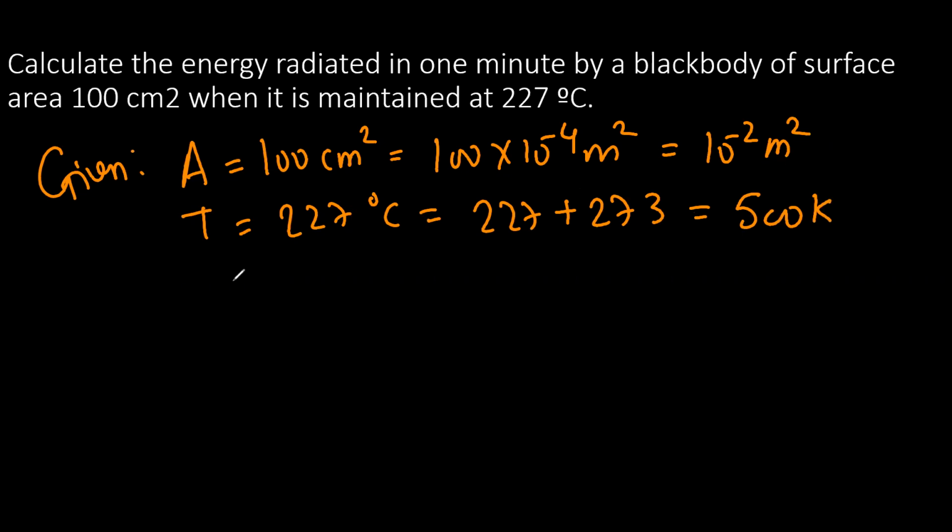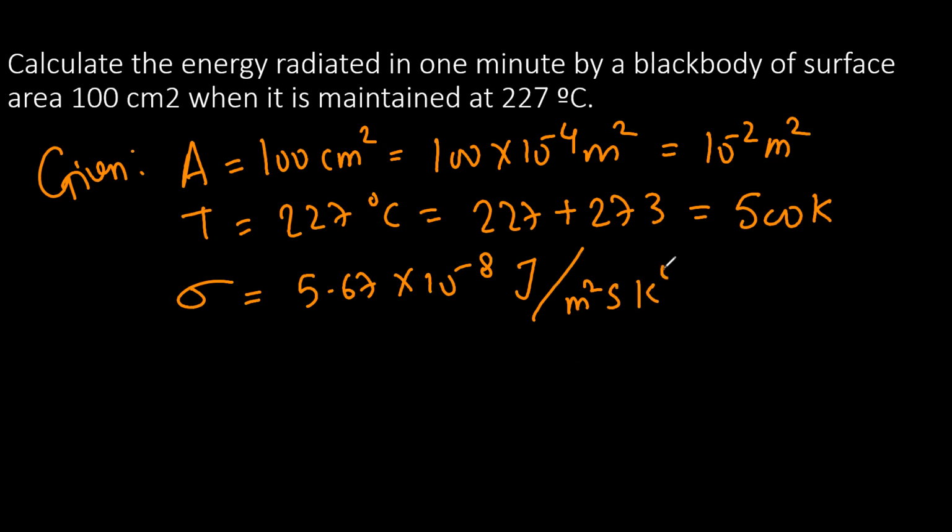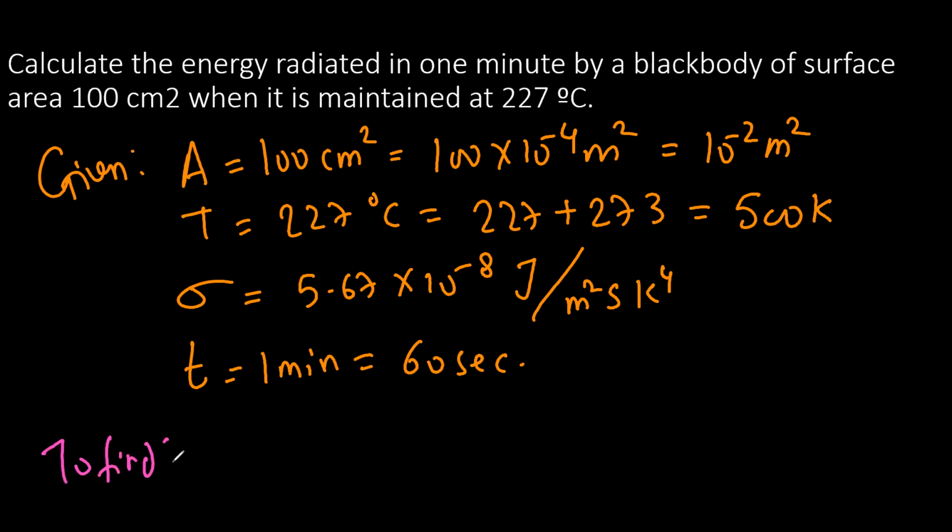Then you should know what sigma is. Here sigma is a constant, 5.67 into 10 raised to minus 8 joule per meter square second Kelvin raised to 4. And the time is 1 minute, you can convert it to 60 seconds. And after that, what do we need to find? You have to find the energy emitted. So that is Q.